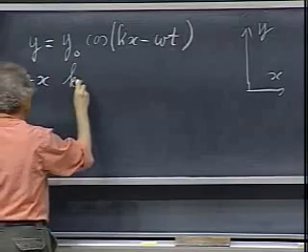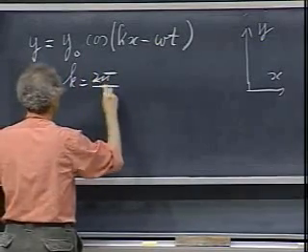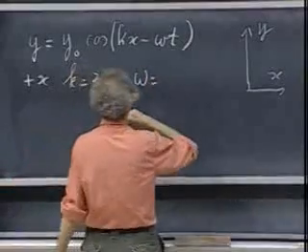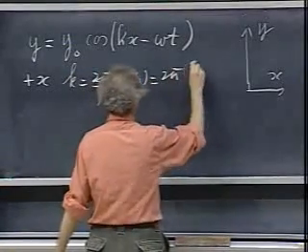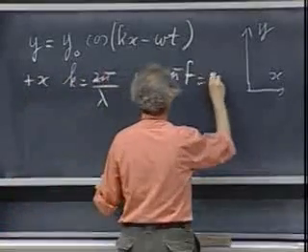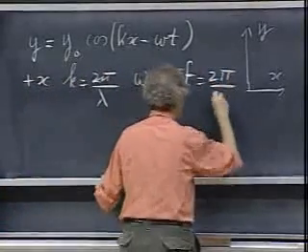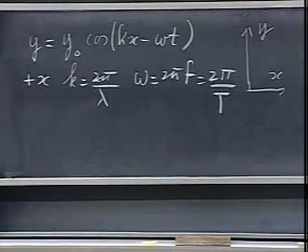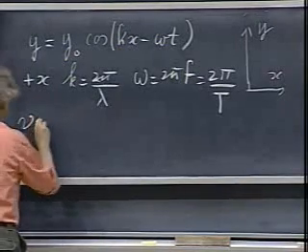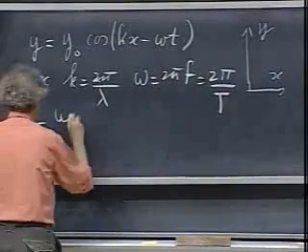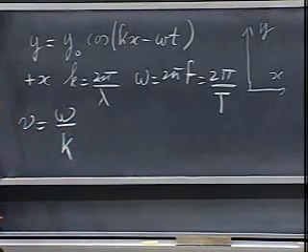k gives me all the information on the wavelength. It's 2π divided by λ. Omega equals 2π times f, f being the frequency in hertz, which would also be 2π divided by capital T, the period of one complete oscillation. The speed of propagation, the speed with which the disturbance propagates in the x direction, is ω divided by k.